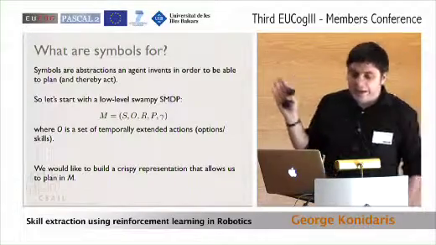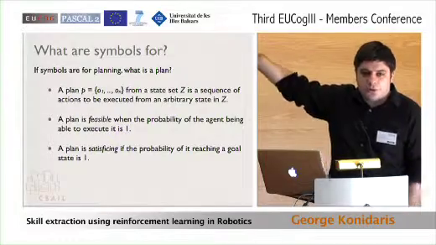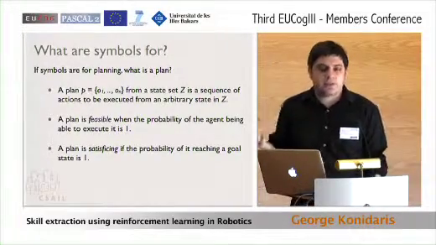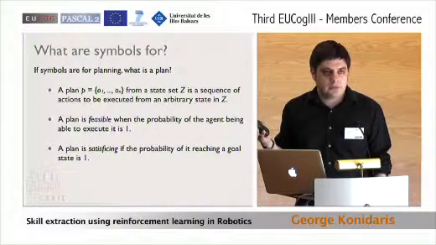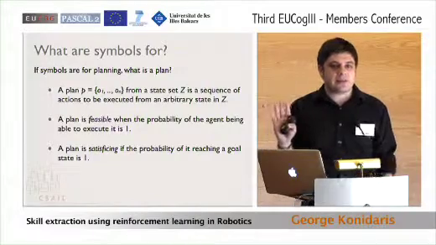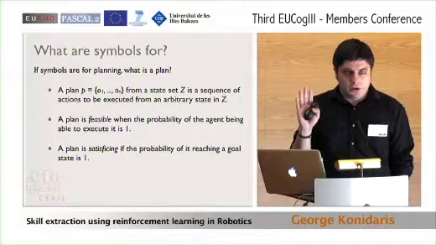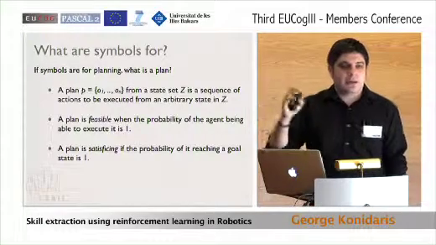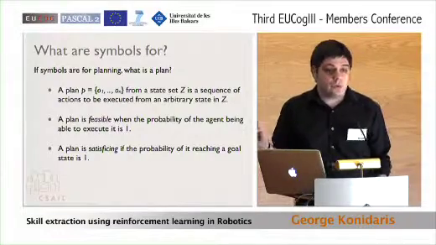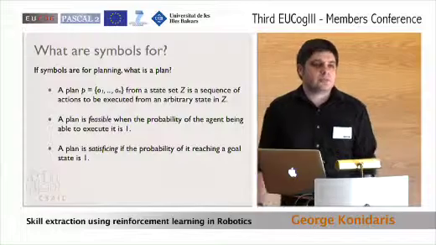What that means is, a plan is just a list of options from a state set Z. So a state set Z is also a symbol. A plan is feasible when the probability of the agent being able to execute it is 1. This is a very strong condition, but it is the classical planning condition: you must guarantee that if I give you a plan and you tell me I can execute it, then I execute that plan and it works. And it's satisficing if the probability of it reaching a goal state is 1.